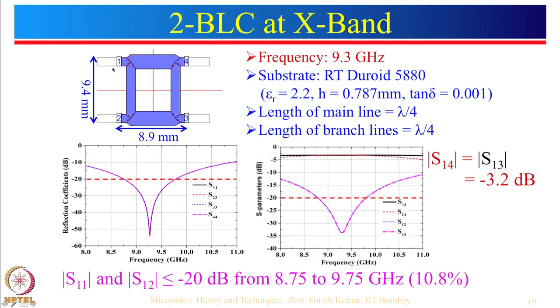Now, let us see what is S11. This here is S11 and this is the plot for S21. We can see from here they are fairly symmetrical to each other, and S11 as well as S21, meaning the reflection coefficient and the isolation, are less than minus 20 dB from 8.75 to 9.75 gigahertz. You can see that it has a bandwidth of approximately 1 gigahertz, which is about 10.8%.